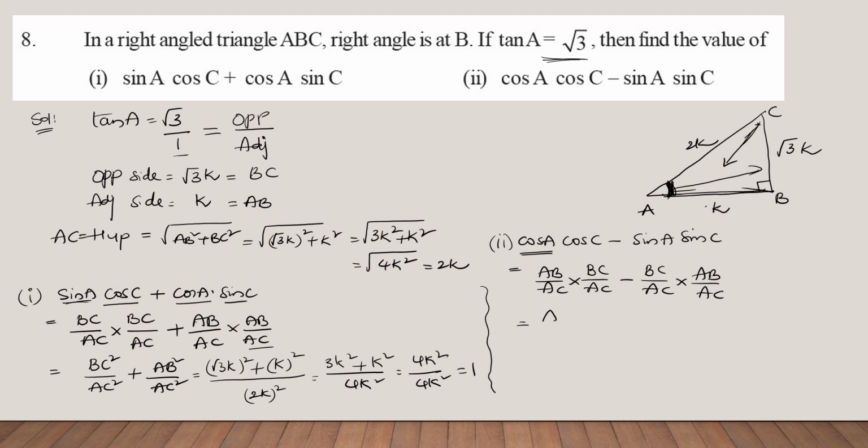Okay, if you multiply, this gives me AB into BC by AC square minus BC into AB by AC square. If you observe, the denominators are the same and the numerators are also the same, no? AB into BC or BC into AB, both are the same. So since both get cancelled, the answer is 0, right? So the answer is 0. This is nothing but the last problem of exercise 1 in trigonometry, right?